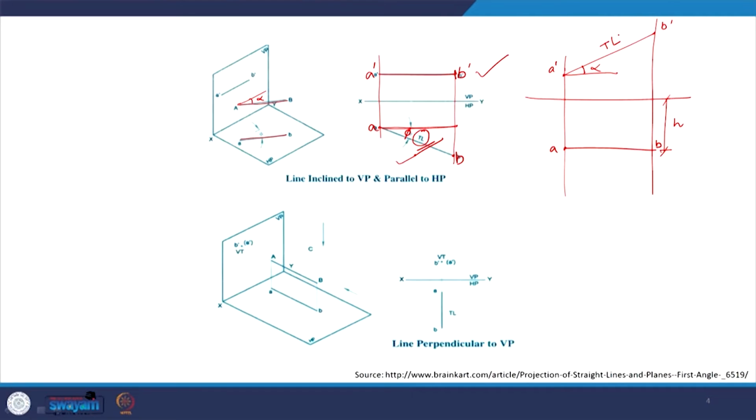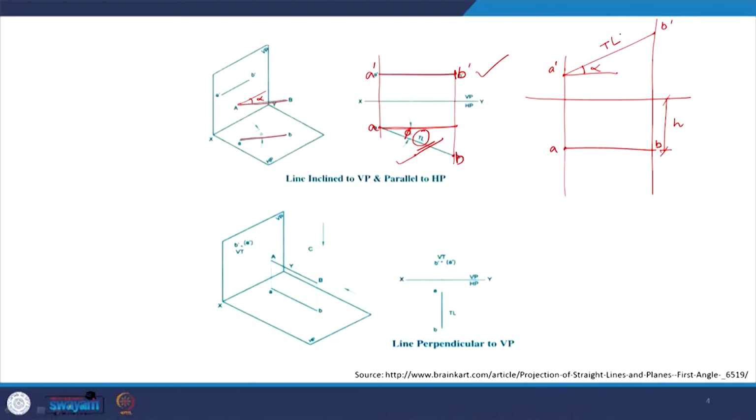So, when we define this problem, any problem for that matter, what we'd say? A line of say 10 centimeters is parallel to VP and makes an angle of 45 degrees with HP. So, there are three conditions. We know that the line is 10 centimeters, which is the length here. It is parallel to VP, which means that the true length will be seen here, and makes an angle of alpha degrees with HP, which is what we are going to see.